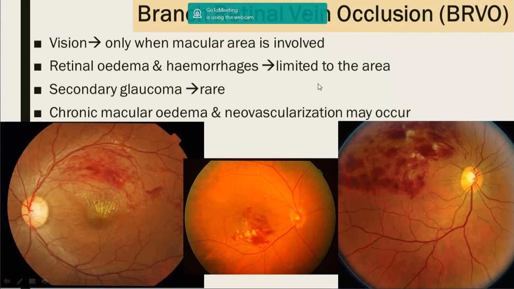So retinal edema and hemorrhages are limited to one area. That's why we are calling it branch. Secondary glaucomatous changes are quite rare because you're not seeing ischemic changes or neovascularization in these cases. Collaterals will be developed in this case also. And chronic macular edema might be present, and neovascularization can or cannot occur.